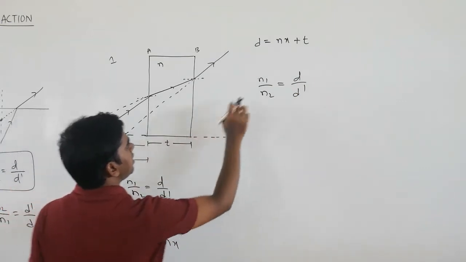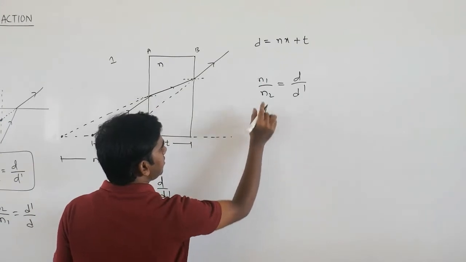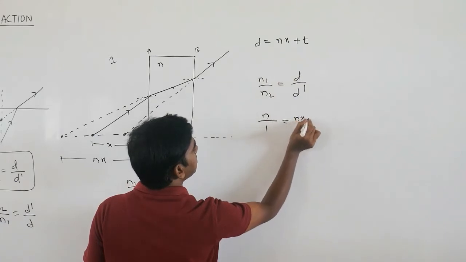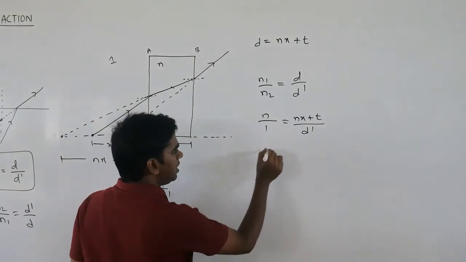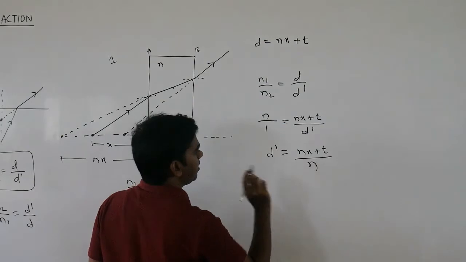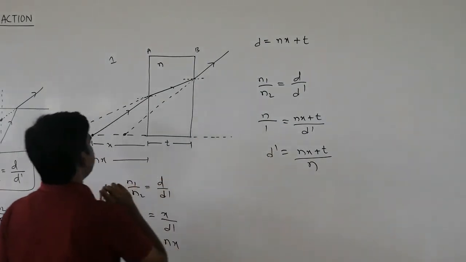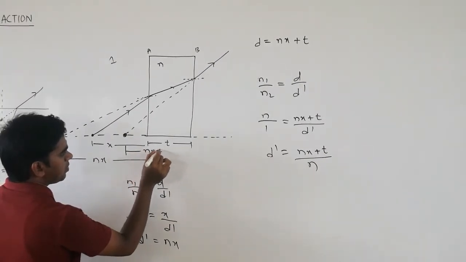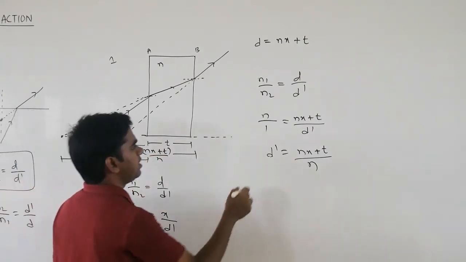I am using the same formula. For n1, where is the object? The object is inside the glass medium, so the refractive index is n, divided by 1 for air, since the light is coming outside. The real depth is nx plus t, and the apparent depth d dash is as it is. So d dash equals nx plus t divided by n. This is the apparent distance of the object, nx plus t divided by n. You can write it as d double dash.